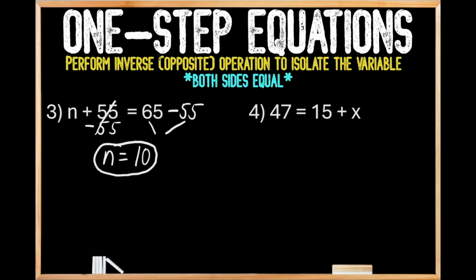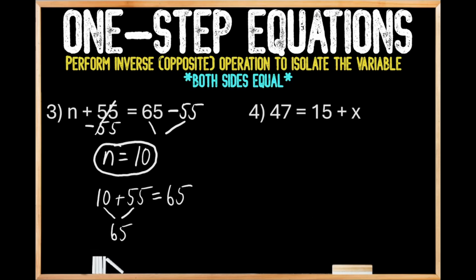And if we want to double check this, we're going to plug in the value for n into this equation. So we have 10 plus 55 equals 65. And when we add 10 and 55 together, we get 65. And since both sides of this equation are balanced, it means that we have the correct answer. n is equal to 10.